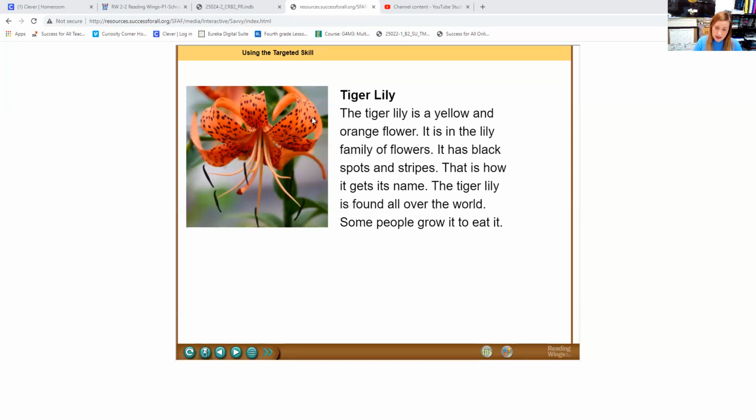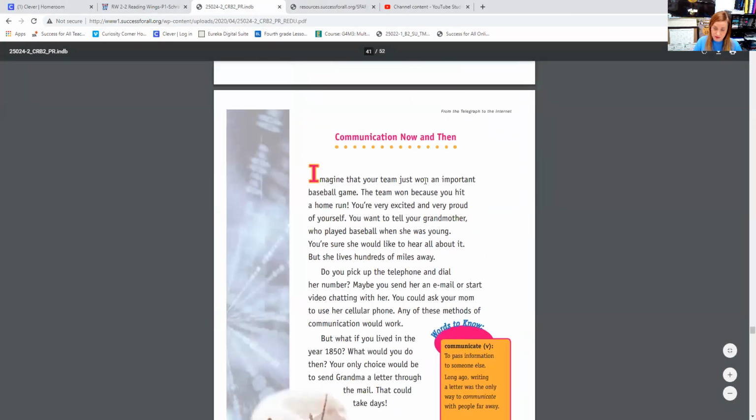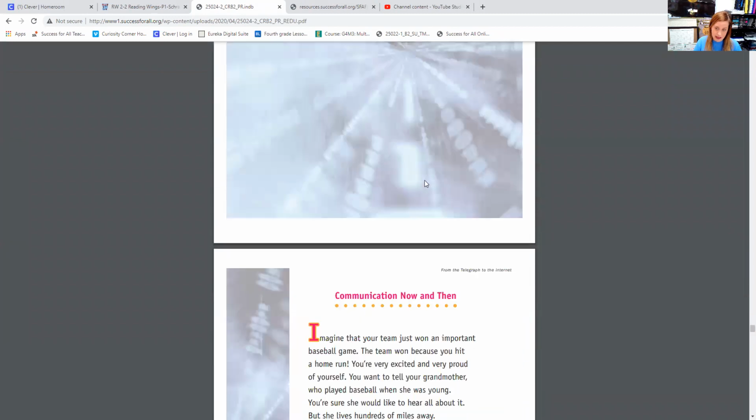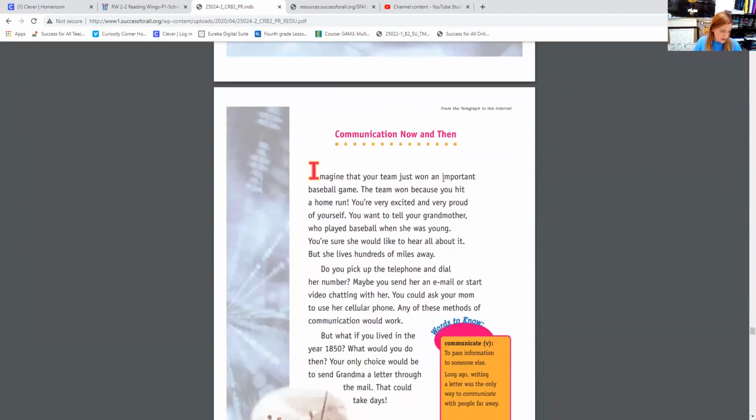Okay, so our text today is informational. Let me make a prediction about what I'm going to read about on this page. I see the heading says communication now and then. I know the text is called From the Telegraph to the Internet, which tells me about ways of communicating long ago and in modern times.